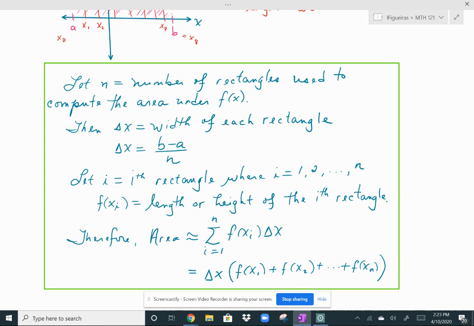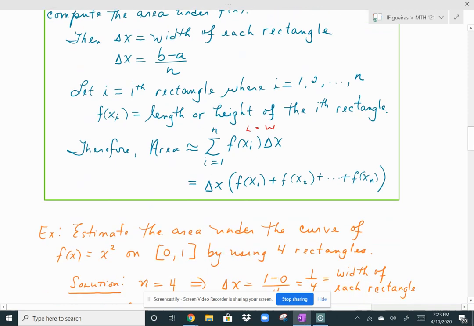And so the total area under the curve will be the sum of all of the individual computations for the area of the rectangles. So it'll be length times width added up for however many rectangles you have. And because my width will be consistent, you could always factor that out of the summation and just sum up all of the heights or lengths of the rectangles from the first one to the last one. So that's basically what we're going to be doing in these next couple of examples.